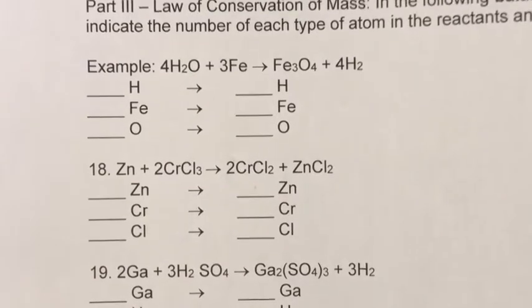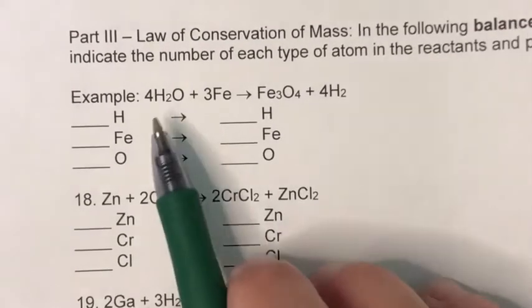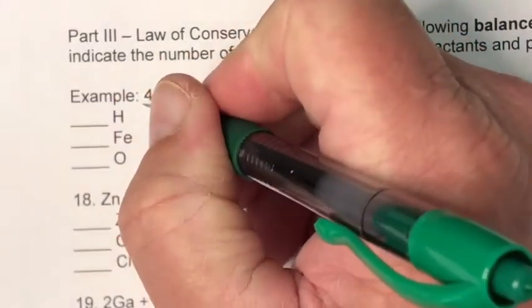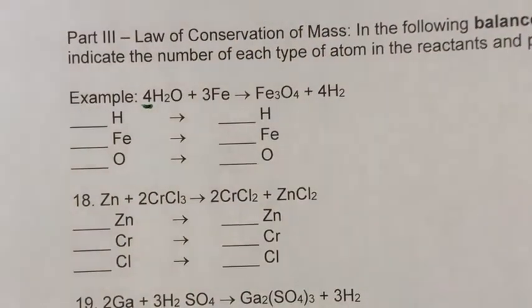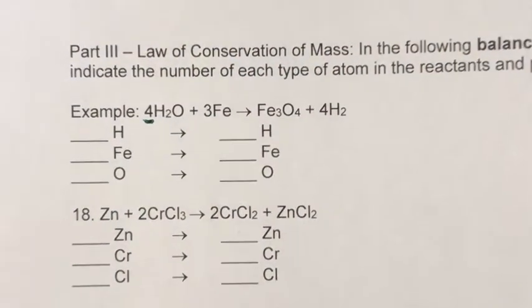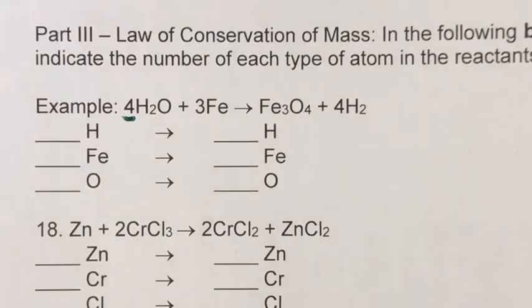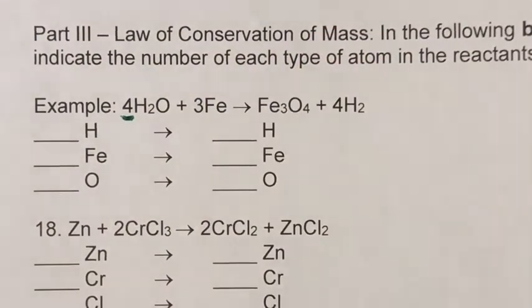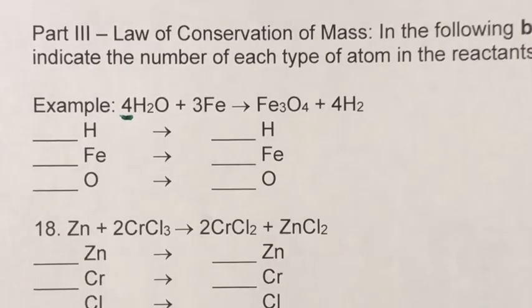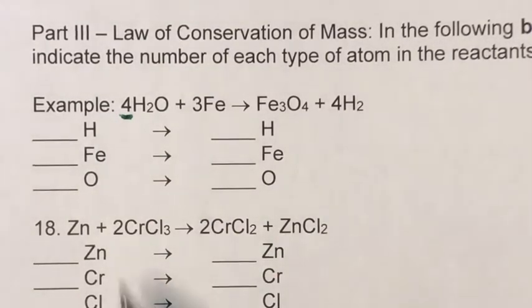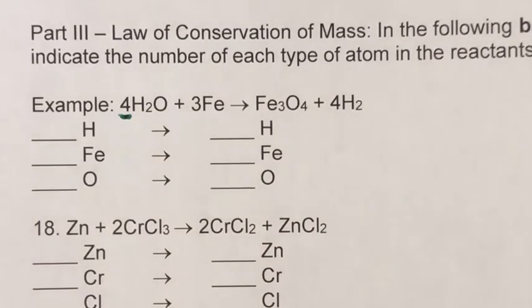Okay, so if we look at our first one here, we have 4H2O. This is our coefficient. The 4 is a coefficient. The 2 is a subscript. Okay? So the formula, H2O, the formula for water, tells you in each molecule there are 2 hydrogens and 1 oxygen. The 4 tells us there are 4 molecules there.